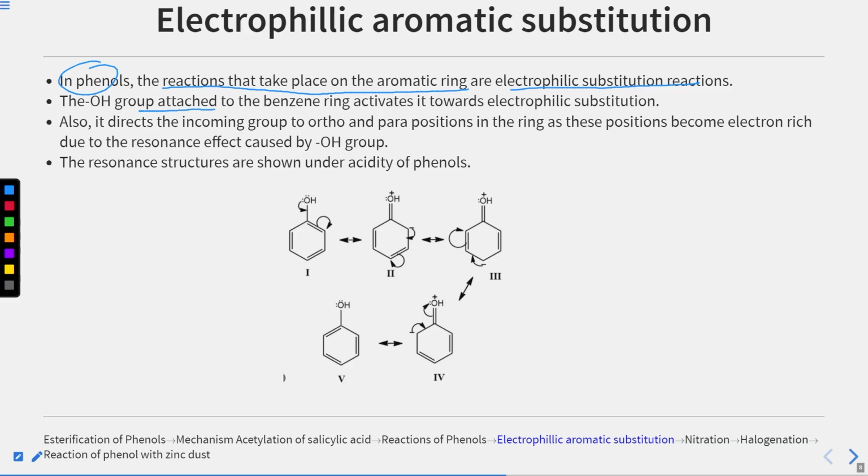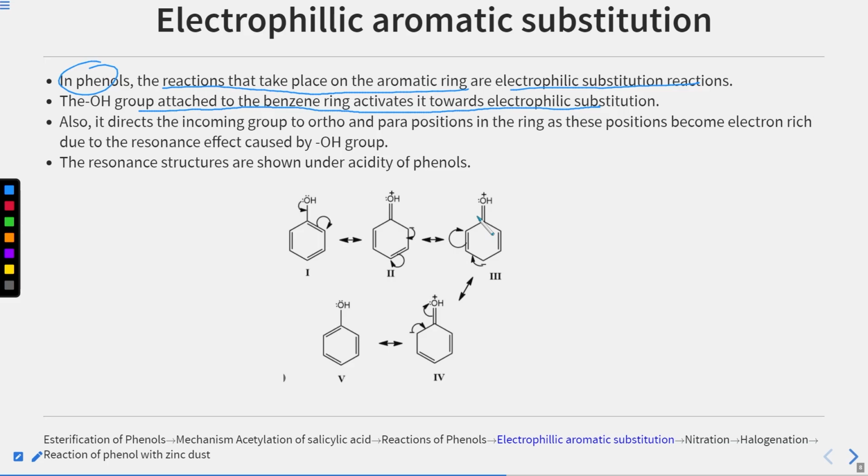Now the OH group attached to the benzene ring activates it towards electrophilic aromatic substitution. It is written here that this OH group is the main factor which activates this benzene ring. So you can say that the electrophilic aromatic substitution eagerness of phenol is more than that of benzene.